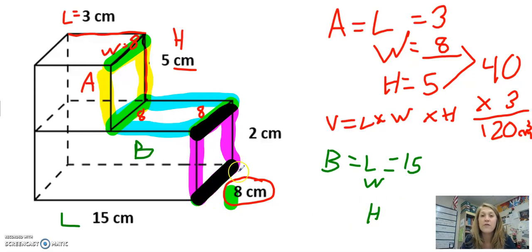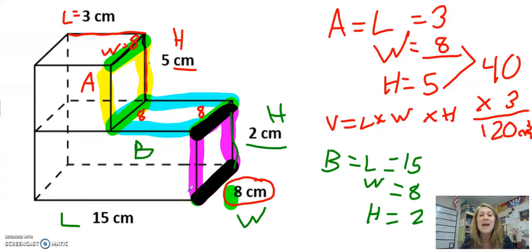Well, I already figured out the width because it's the same as shape A because of those congruent parallel sides. So I know that my width is 8 centimeters. And lucky for us, we already have the height labeled as well, our height of 2 centimeters. So I found my length and my width and my height of shape B, and I didn't even have to try to figure any of those dimensions out. It was already given to me.